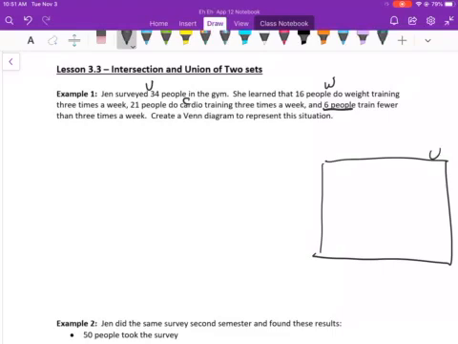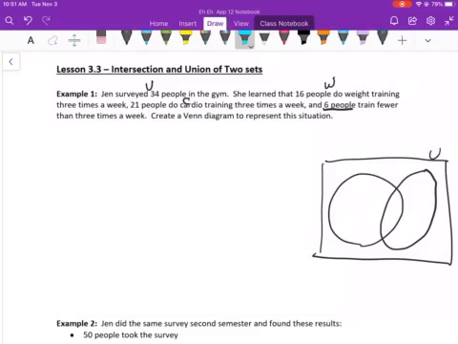So I'm supposed to draw this in a Venn diagram. So here is one set. Here is another set. This circle, this set, is going to be my weight training for no specific reason. This circle over here, the second circle, will be my cardio.